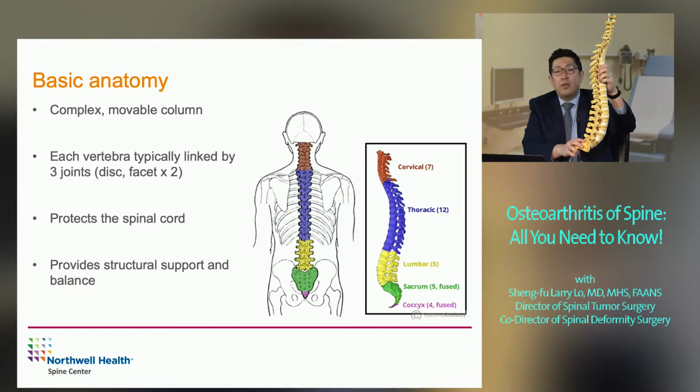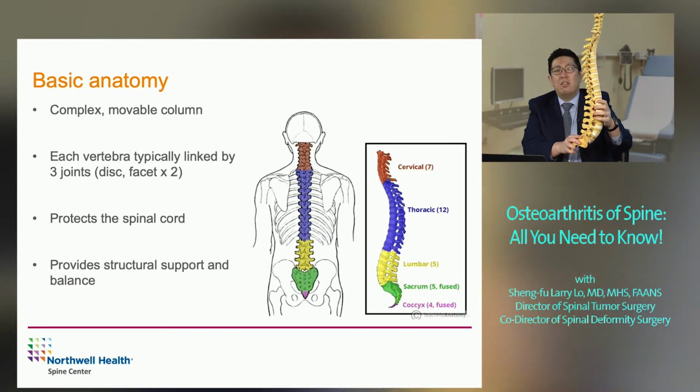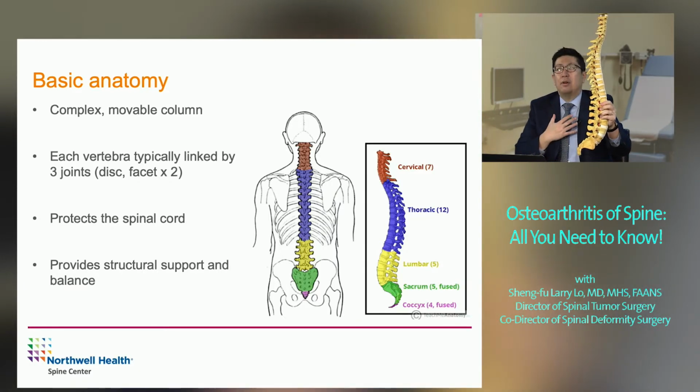Another function of the spinal column is to act as the center of our body to provide structural support, such as to the ribs and to the organs, because it's in the center of our body.